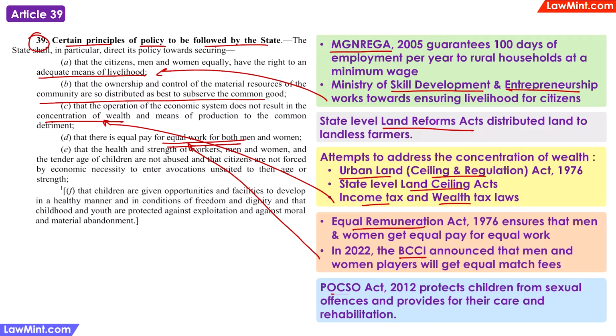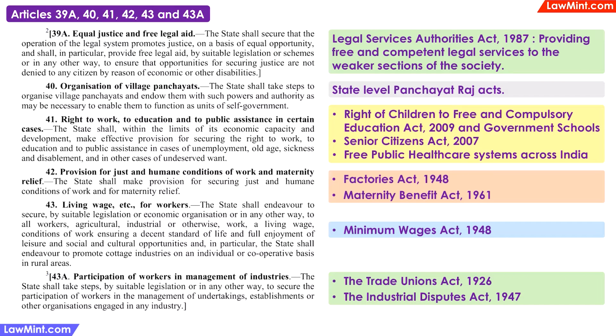The POCSO Act and other legislations are aimed at protecting children and youth from abuse and exploitation. The Legal Services Authorities Act and the establishment of the national and state level legal services authorities are aimed at providing equal justice and free legal aid across the country to all citizens. Various state level Panchayat Raj Acts help with the organization of village panchayats. As I have mentioned, the Rural Employment Guarantee Act and the various government policies address the right to work.